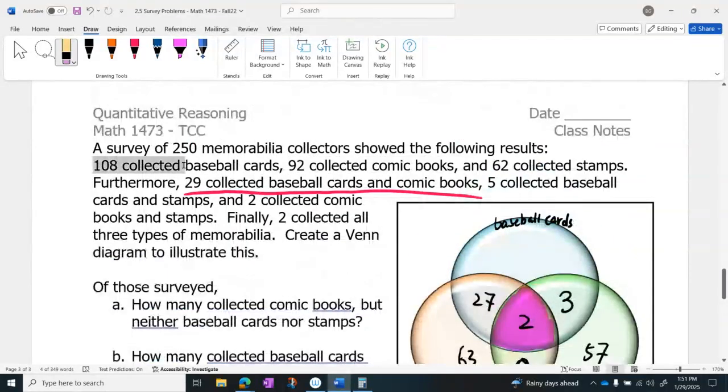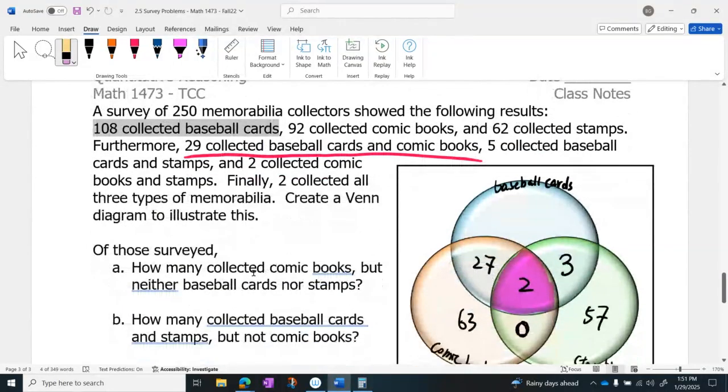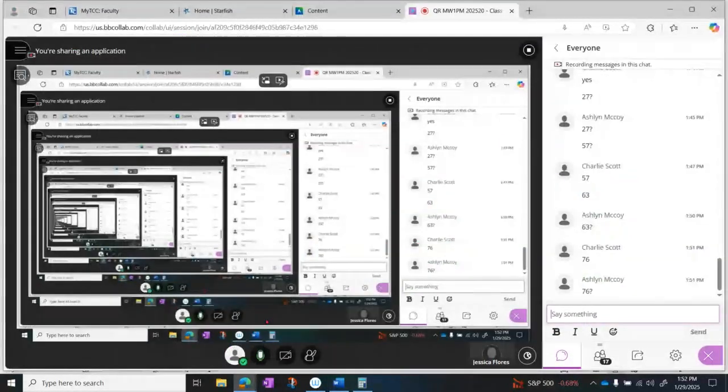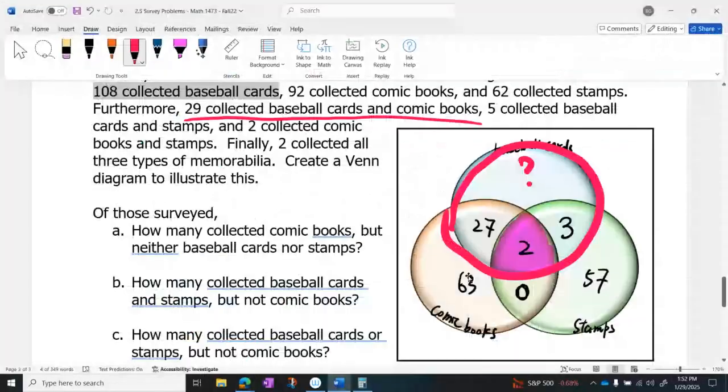One more. The first piece of information says 108 collect the baseball cards. That means there are 108 elements in that circle. Then how many elements in this region, which represents the people who only collect the baseball cards? Let me do the math first. So that is 32, 76. Do you have 76, guys? Yeah, awesome. 76, perfect.